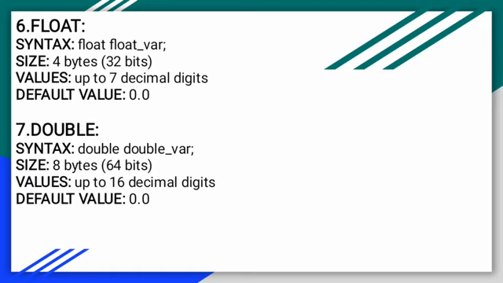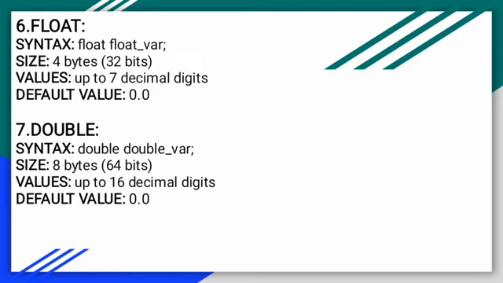here we are going to discuss float and double. These both data types deal with floating type values, which contain decimal points. The syntax for float data type: float space float variable. The size of float data type is 4 bytes, that is 32 bits. It takes values up to 7 decimal digits, that is a value after the dot up to 7 decimals. Its default value is 0.0.